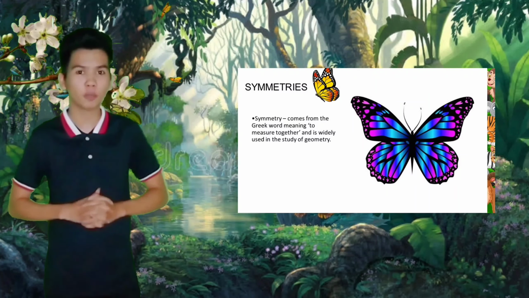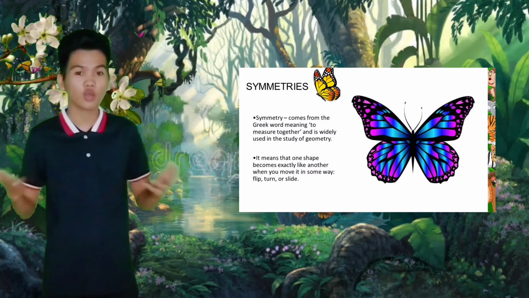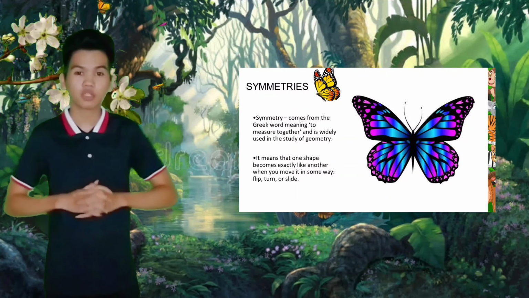First, let's have the symmetry. So this is an example of symmetry, the butterfly. So what is symmetry? Symmetry comes from the Greek word meaning to measure together and is widely used in the study of geometry. It means that one shape becomes exactly like another when you move it in some way, either flip, turn, or slide. For two objects to be symmetrical, they must be the same size and shape, with one object having a different orientation from the first, just like this butterfly.